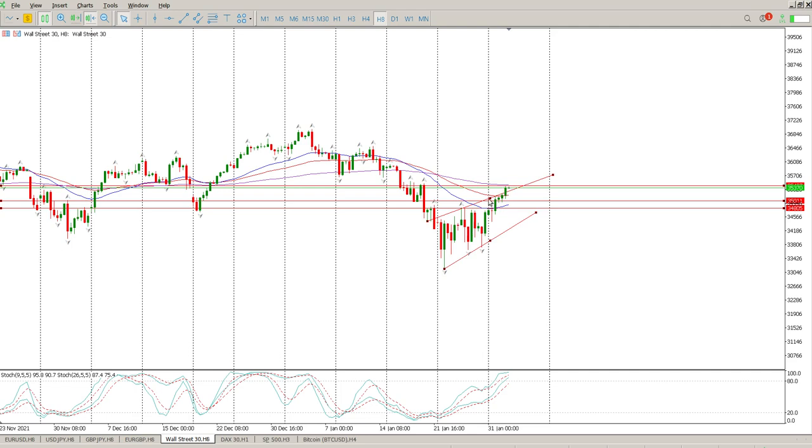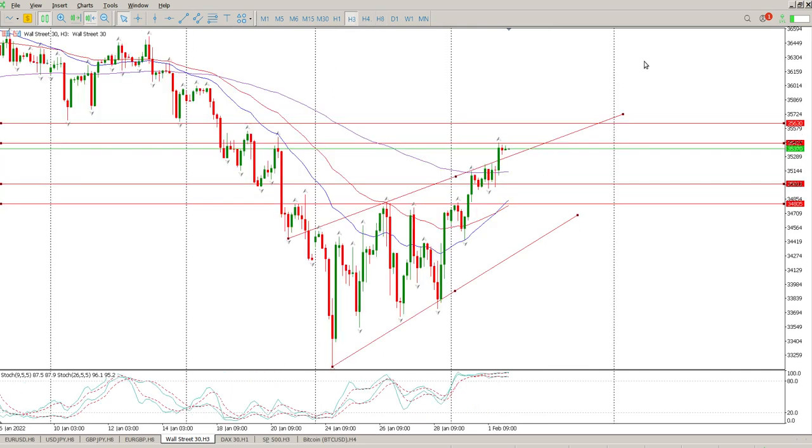Now, when you see channels, remember, channels and flags, and you break in the opposite direction, there's only a 25% probability of it continuing. There's a higher probability of it coming back. There's one little extra level just above it, which if you look here, it wasn't tested. So that breakout wasn't tested there. Okay, so let's just get down to the lower time frames, and we can start looking at different scenarios.